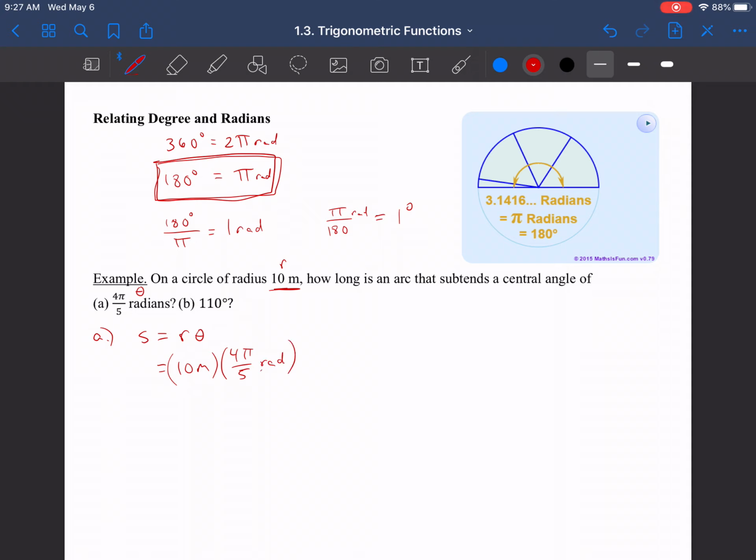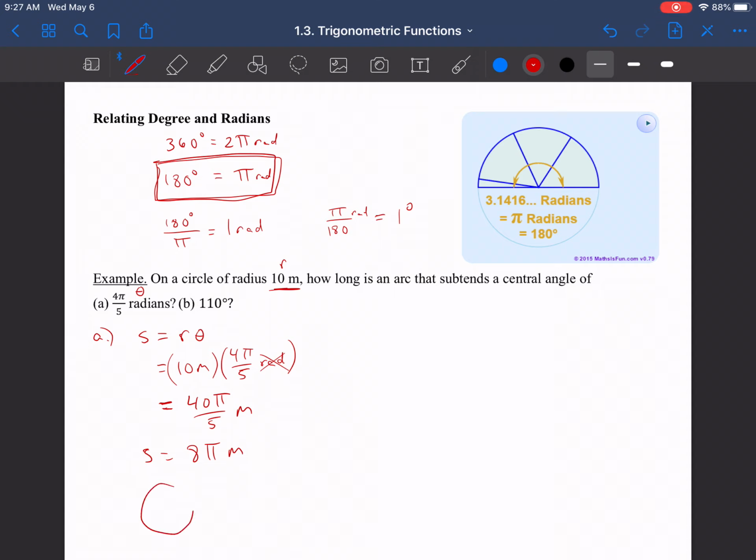Now again, we can just throw out the radians at this point because we want a length, and we're going to end up with just meters as our units. And so 10 times 4 is 40. So this is 40 pi over 5 meters, and 40 divided by 5 is 8 pi meters. So that's the arc length that you would have walked around the circle had you actually walked around that circle.